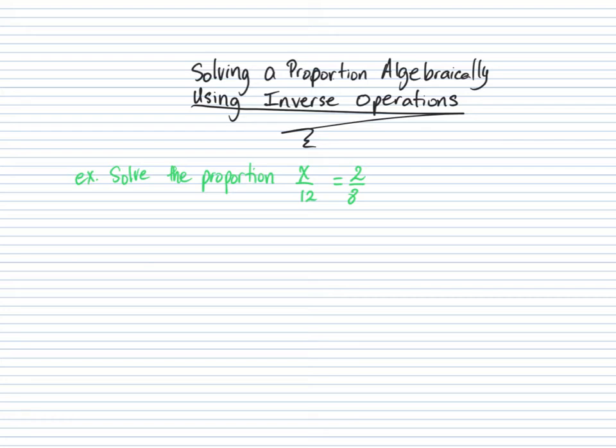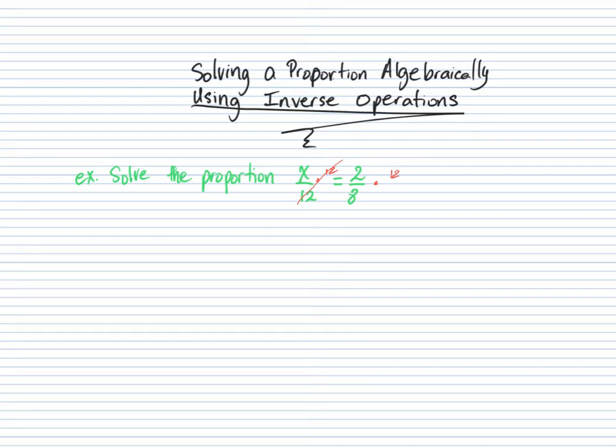So we can go ahead and multiply x by 12. If you do that, it will go away. But whatever you do on the left side, you must also do on the right side to balance our equation. So we have to multiply the right side by 12 as well.